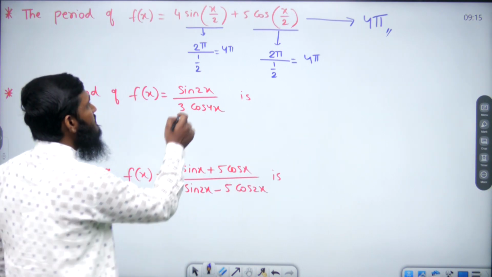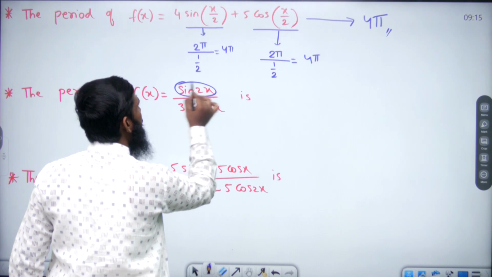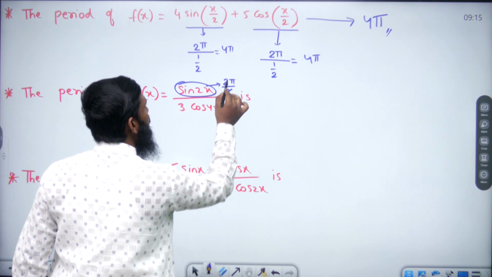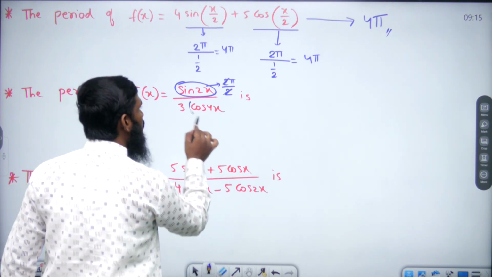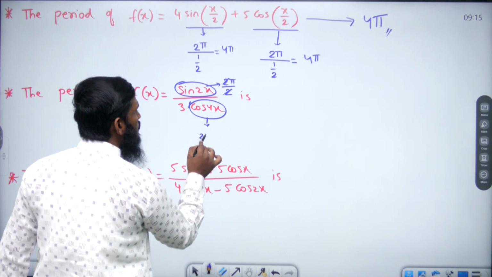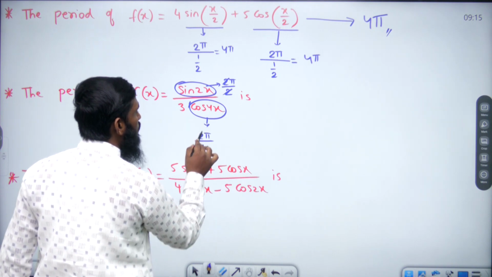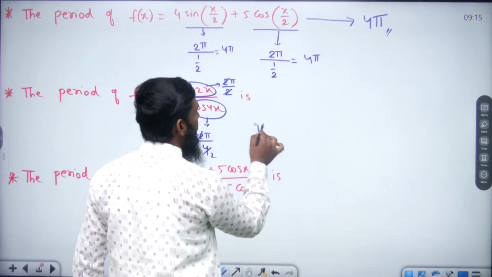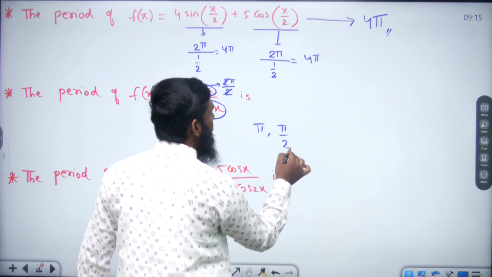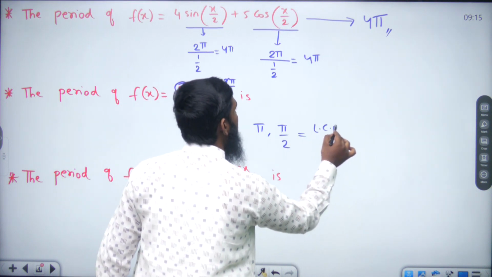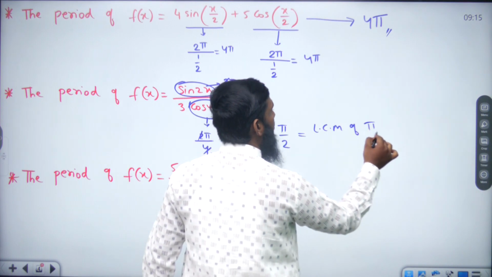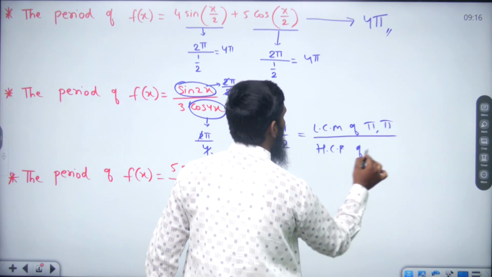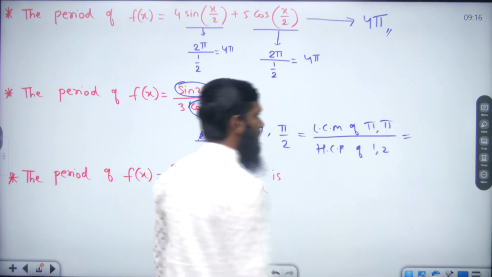So what is the period of sin 2x? Sin 2x means we can write 2 pi by 2, and 2 gets cancelled, so it is pi. Now for cos 4x, what can we write as the answer? 2 pi by 4, which is pi by 2. So one answer we are getting is pi and the second is pi by 2. Then what we have to do is LCM of pi and pi divided by HCF of 1 comma 2.